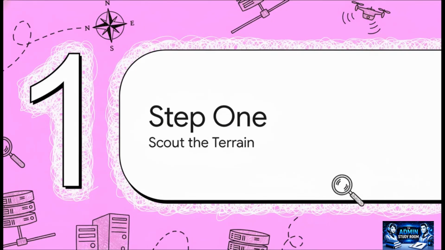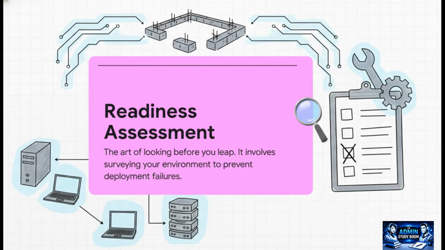So, before you even think about deploying a single operating system, your first job is reconnaissance. You've got to scout the terrain, really understand your environment, and prepare for the whole operation. Honestly, this is the step that prevents about 90% of future headaches. Now, this whole scouting phase is officially known as a readiness assessment. But here's the thing. This is not just about making a checklist. It's about actively surveying your hardware, your software, your network, all of it, to make sure your deployment plan is built on solid ground. Skipping this step is kind of like trying to build a house without checking the foundation first. It's just a recipe for disaster.